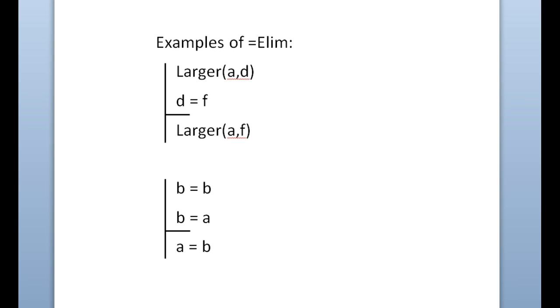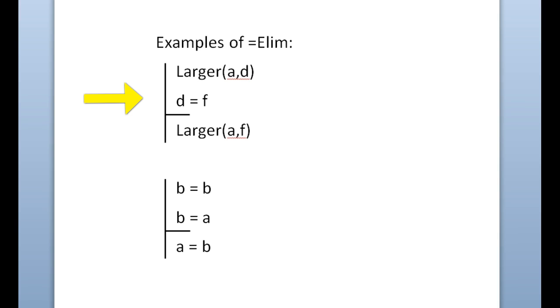And the second example will be the one that causes all the trouble, that's found on page 57. But let's look at an easier example first. So the first example is, we're given two sentences. A is larger than D, and D is identical to F. And we're allowed to say, based on that, A is larger than F.